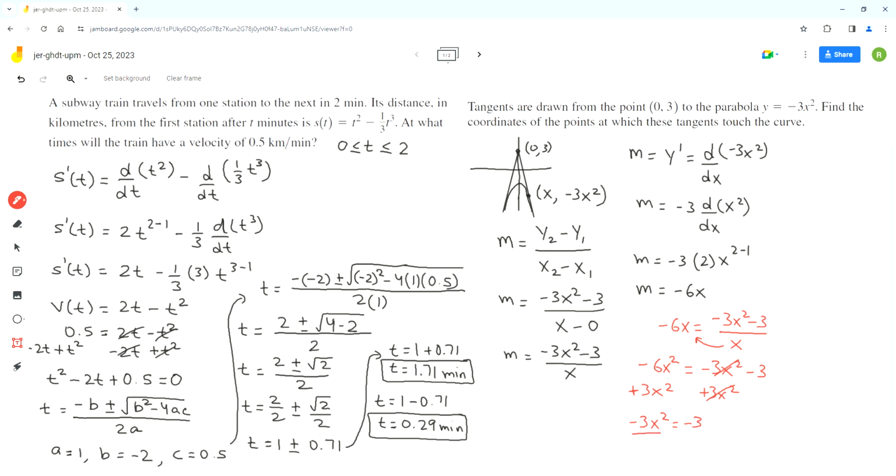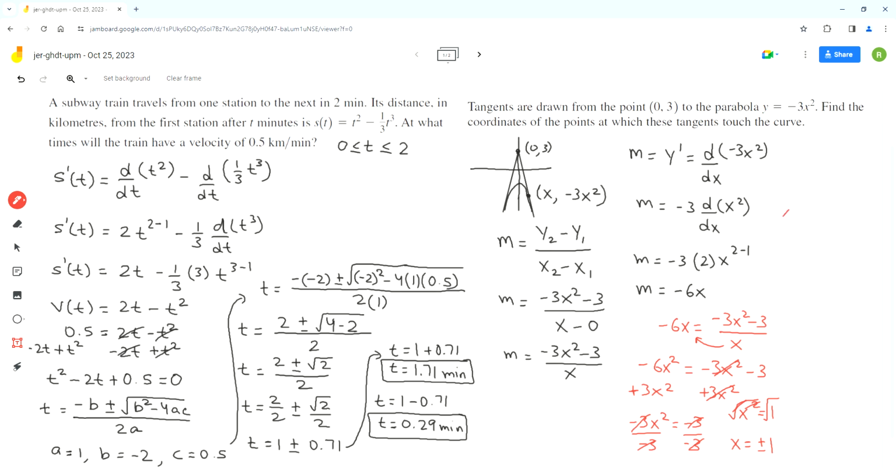And now we can divide both sides by negative 3. The negative 3 on the left side and on the right side cancel each other out. So we get x squared equals 1. And now to get the value of x, we apply the square root to both sides. On the left side, the square and the square root cancel each other out. So we get x equals plus or minus 1. That means there are 2 points at which these tangents touch the parabola. Now we have to find the coordinates of the points, so we have to analyze these two x values separately.